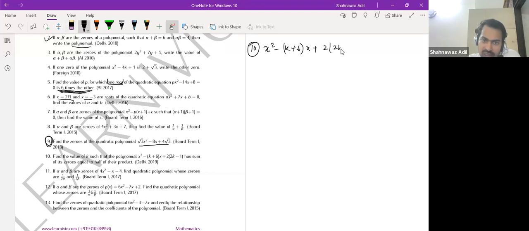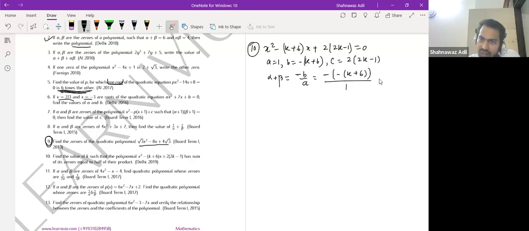So 2k minus 1 equals 0. So A is 1, B is minus (k plus 6), and C is 2(2k minus 1). Let us beforehand find out what is alpha plus beta. This is minus b by a, which is minus of minus (k plus 6) by 1. So minus minus cancels and we have k plus 6. This is our alpha plus beta.